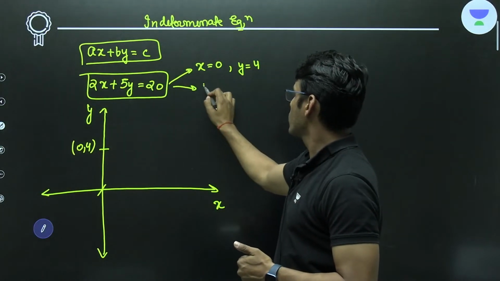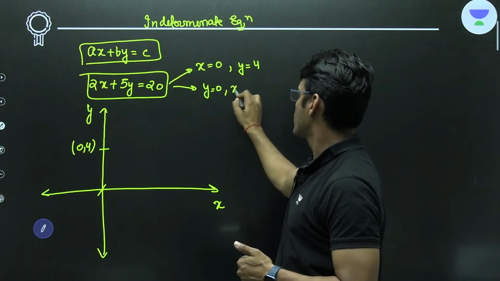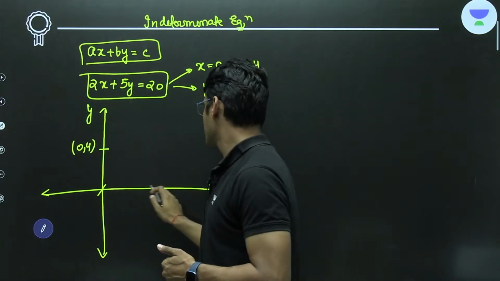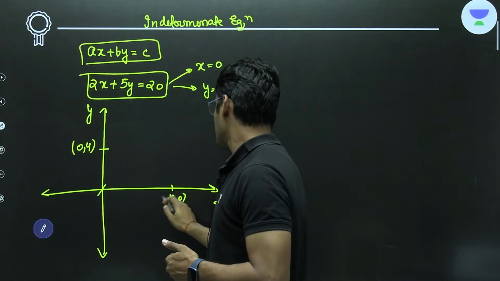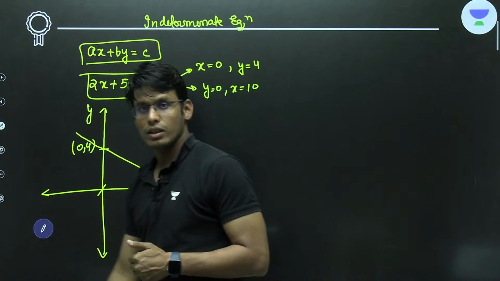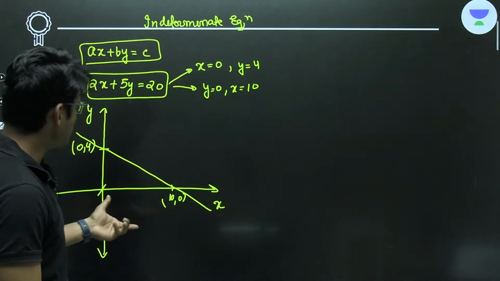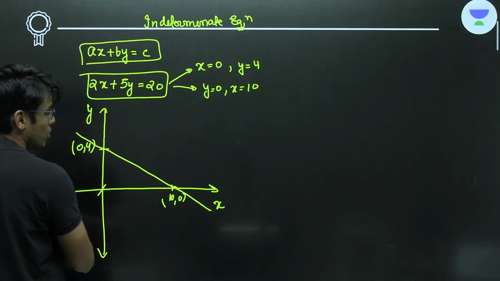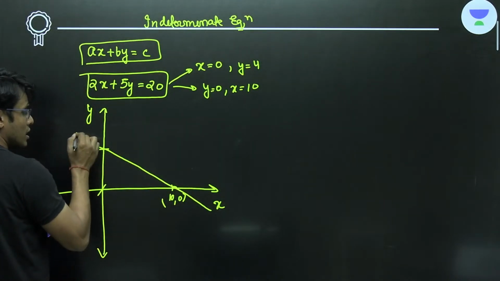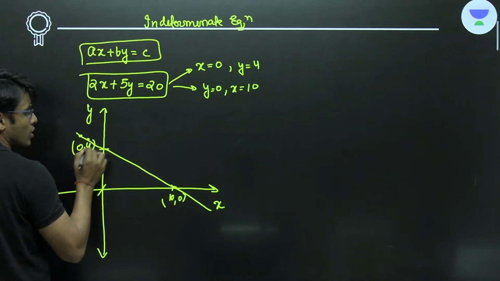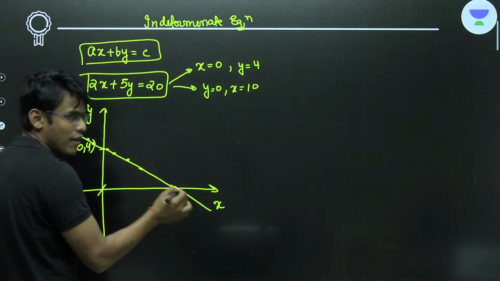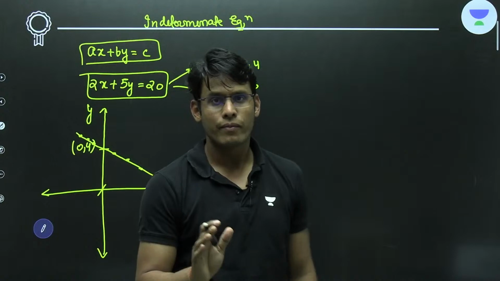Next, put y equals 0. You will get x equals 10. You just have to put in any one of the values here. So (10, 0) is another point, and this is the line. 2 points determine a unique line. Now, there are infinite points on this line. This is a point on this line, this is a point on this line, and so on. There are infinite points on this line.